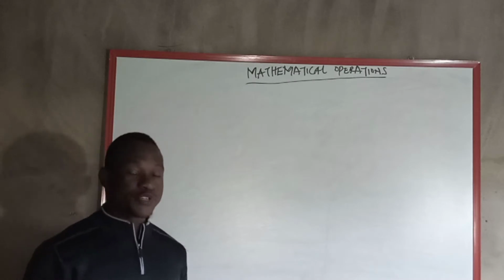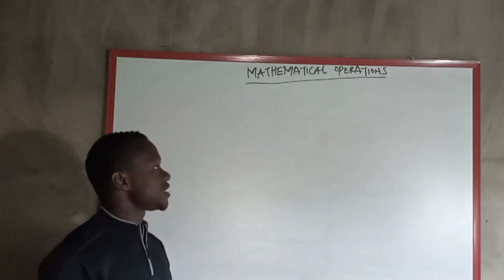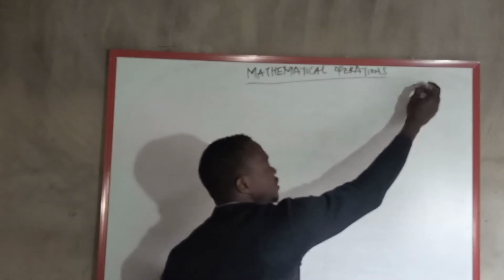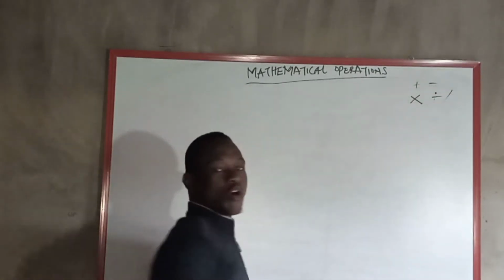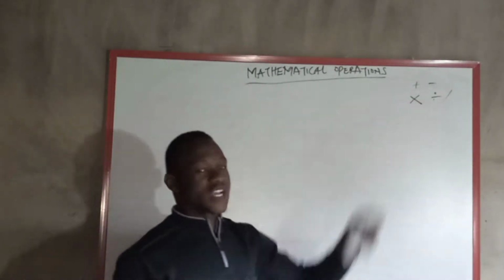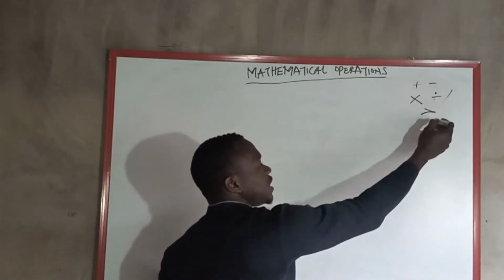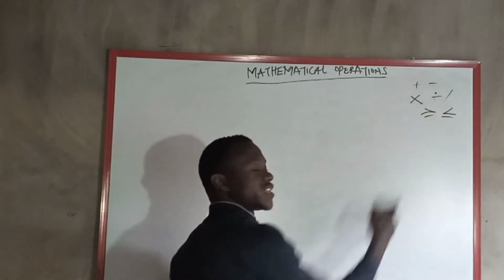Now, mathematical operations is different from mathematical signs. Mathematical signs, we have the positive, the negative, we have the multiplication and the division or the quotient. Those are mathematical signs. Also, we have greater than, less than, or equal to, as the case may be.